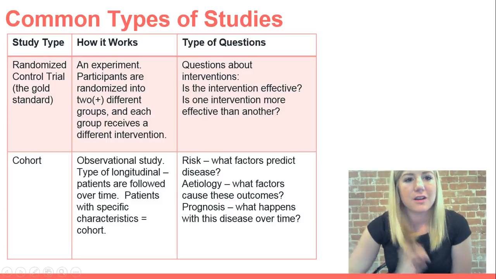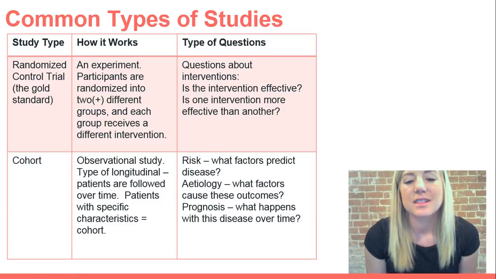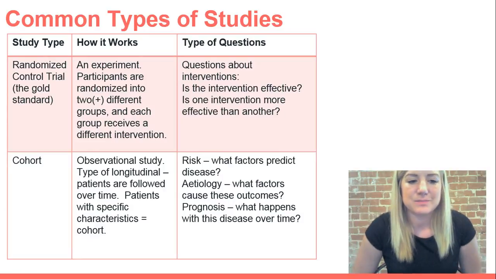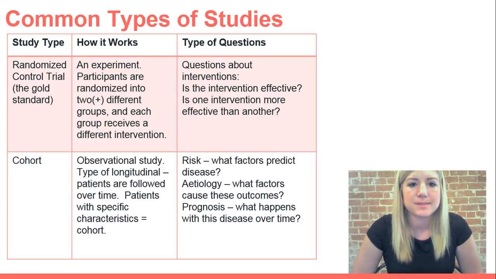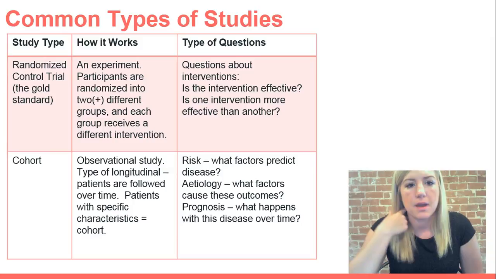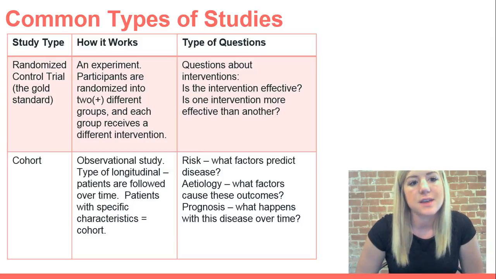Okay, we're going to cover common types of studies, level of evidence, and bias. So a couple of the study types, we're going to go in order here, and this is in your book too, so you can always reference that.